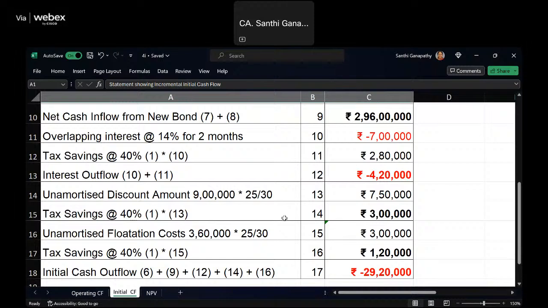So we have considered the operating flow, we have considered the initial flow. Now terminal flow becomes irrelevant because for both options, I'm going to repay the same amount exactly at the same time. Therefore, that is irrelevant for my decision.